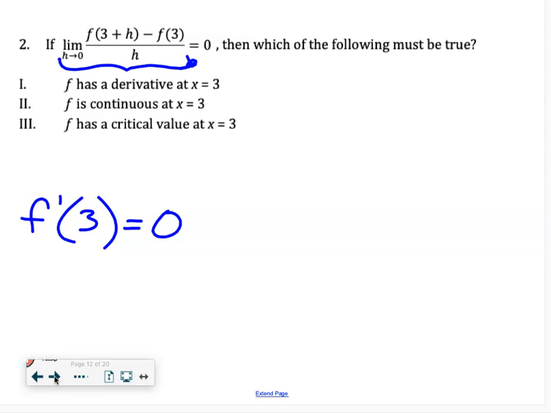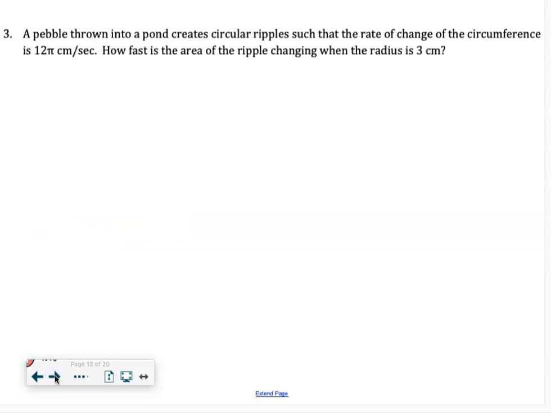Yes, absolutely. The definition of a critical value is f prime is either what or what? 0 or undefined. And they have to be in the domain of the function, but this has to be in the domain because it's differentiable there. All right, okay.